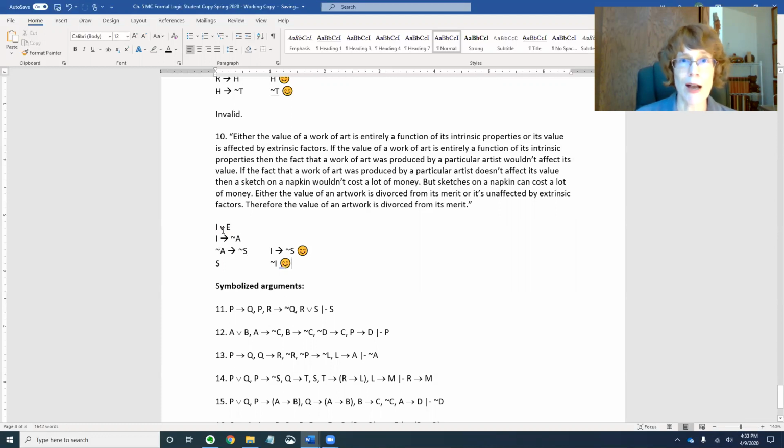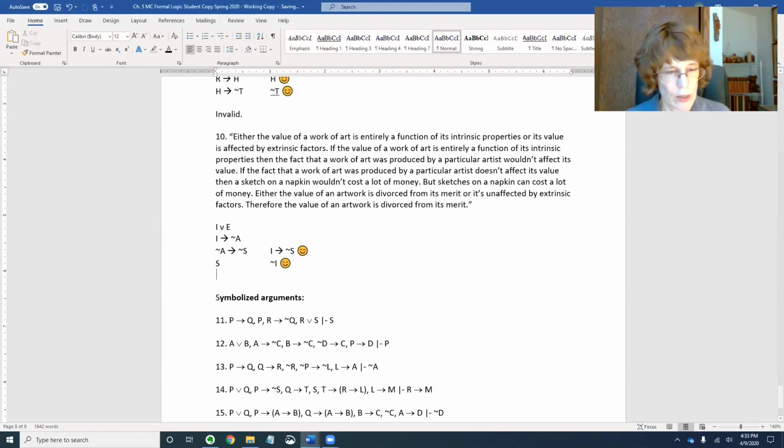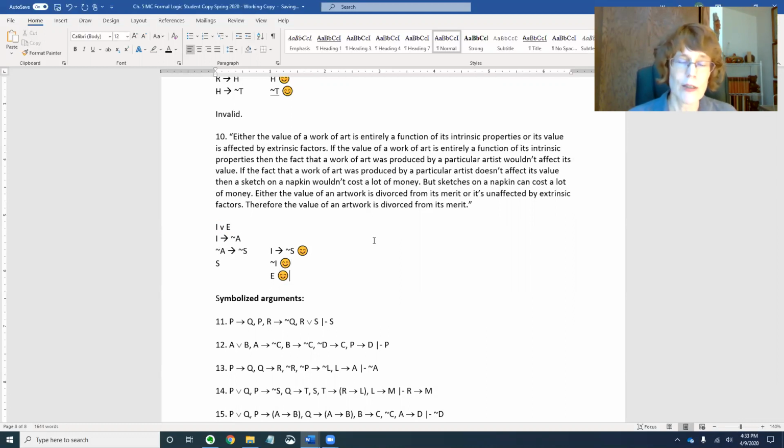Okay, this says either I or E. We've just concluded not I. So at this point, we can conclude something else. We can conclude E. Valid with disjunctive syllogism. Either I or E, but not I, so it must be E.